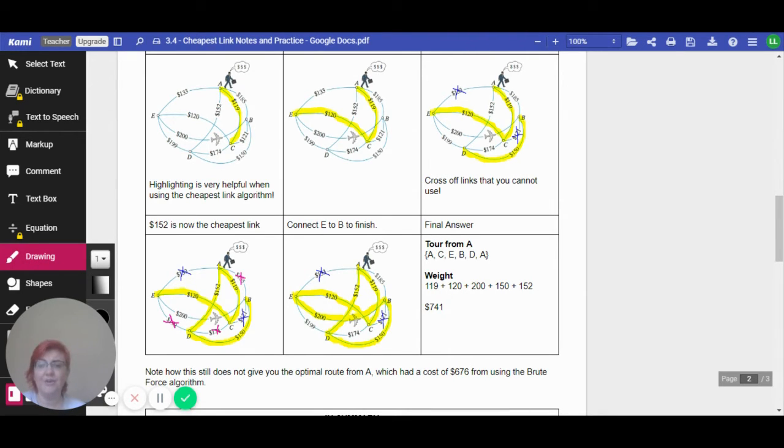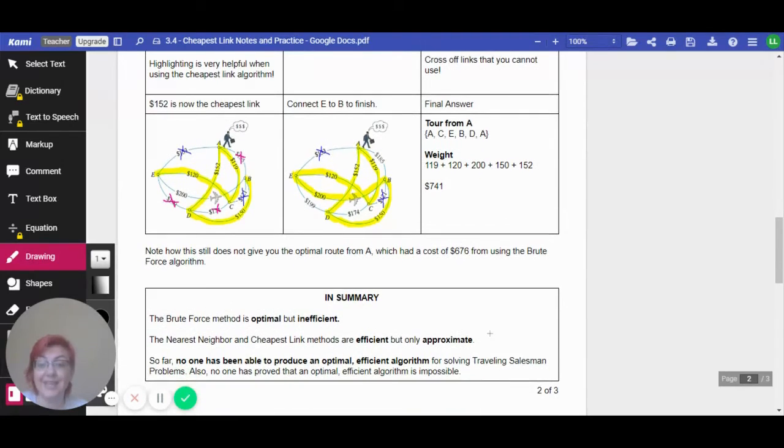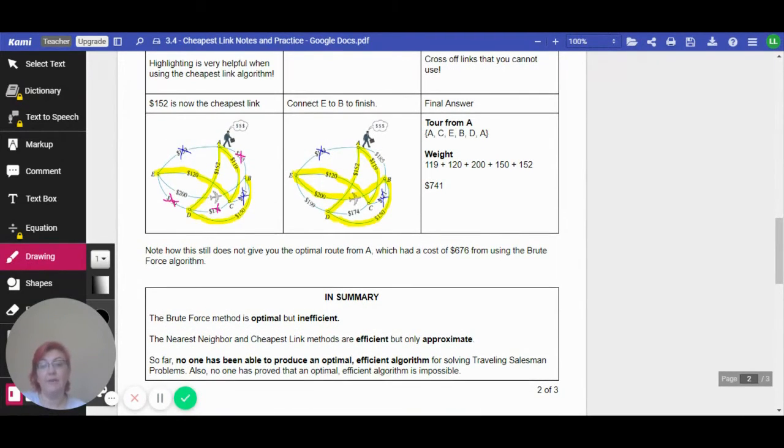Now note how this still does not give you the optimal route from A, which has a cost of 676 from using the brute force algorithm. So again, we have a method that is efficient, but is only approximate, much like nearest neighbor. The brute force method is the only one that is truly optimal, but it is so inefficient.